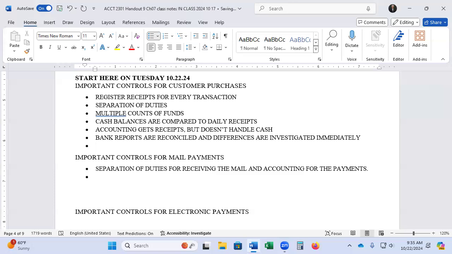I'm sorry, I forgot to stuff one more in here. Cash is regularly deposited in the bank. And this can be via armored car or secure deposit.